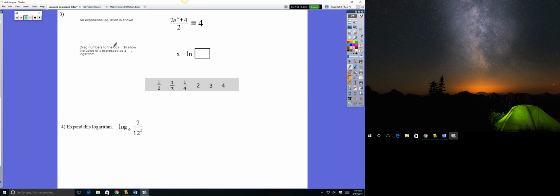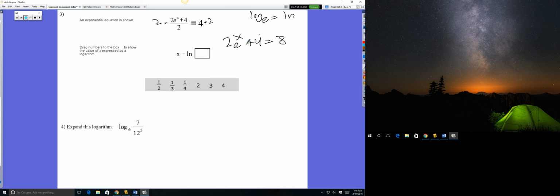Okay, number 3. Let's solve for x. And this is what you got to remember: log in base e is equal to ln. That's the natural log. Okay, I'm going to undo this divide 2. I'm going to times by 2. Times by 2. So you got this: 2 times e to the x plus 4 equals 8. Okay, I'm going to undo this plus 4. Minus 4, minus 4. You've got 2 e to the x equals 4. Undo this 2. Divide 2. Divide 2. So I've got e to the x equals 2.